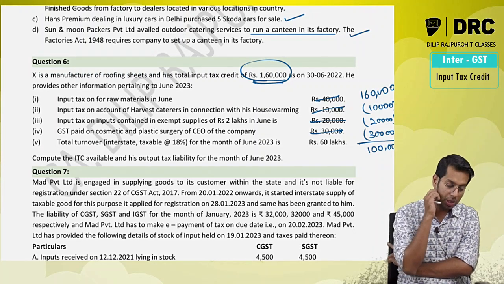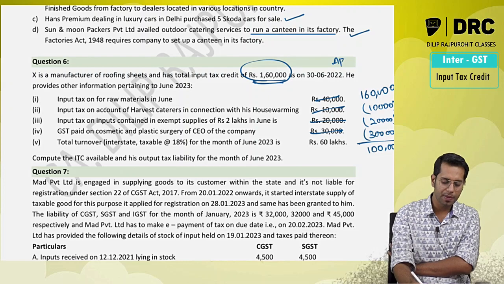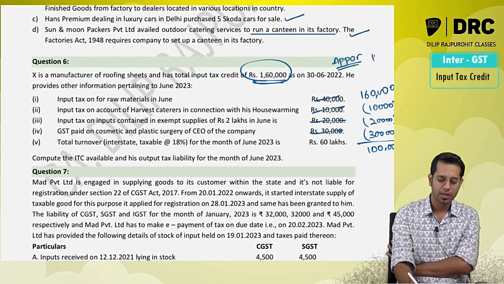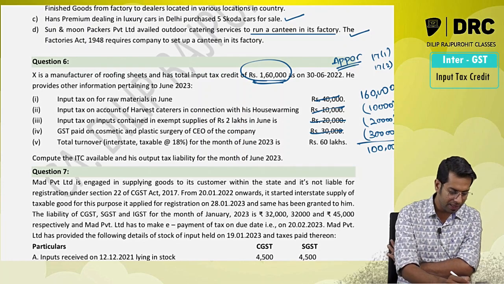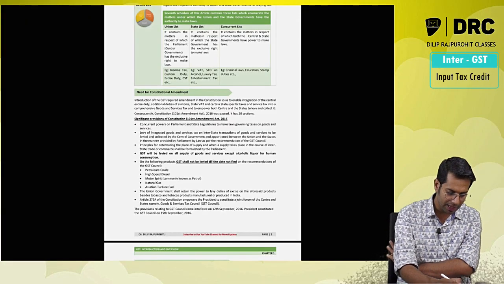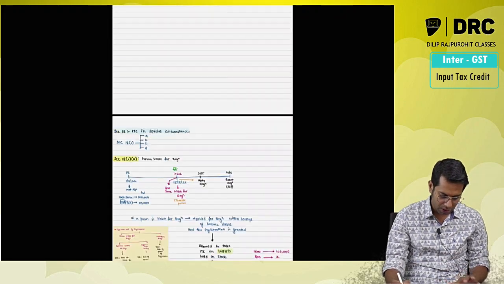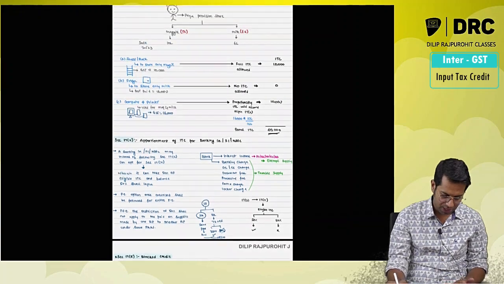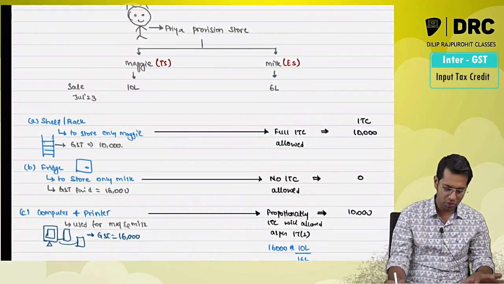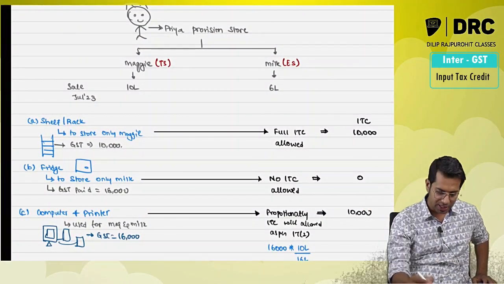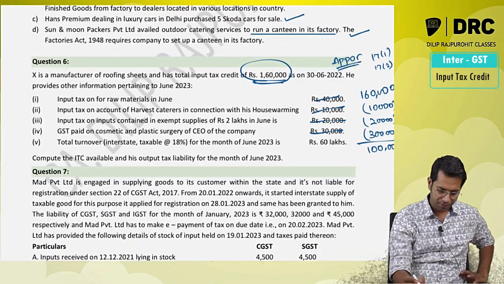Please note, this is a question about apportionment of input tax credit, 17(1), 17(2). In my class, in the classroom, we had discussed a question with respect to the Priya provision store. Similar to that, there is a question which they have given. See this, a similar question they have given. So I'll directly discuss the question.